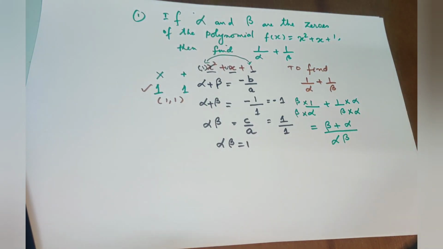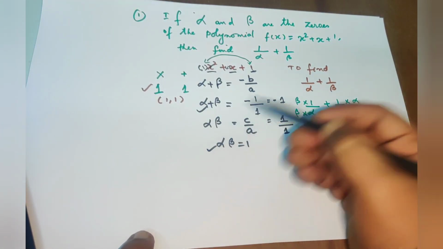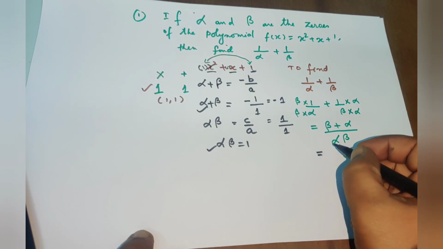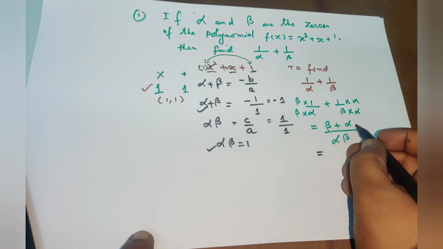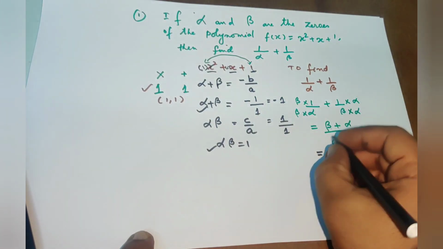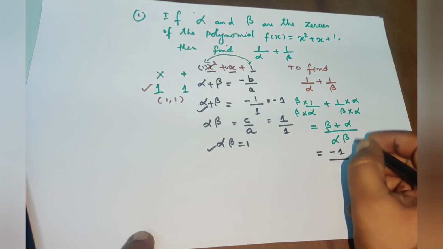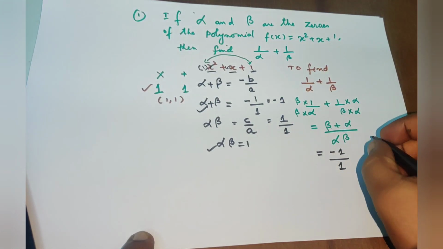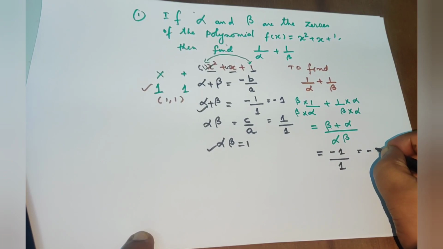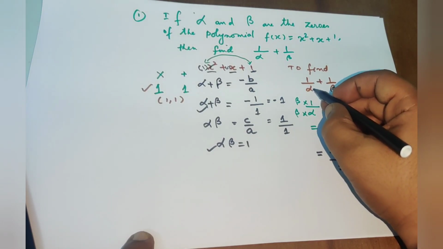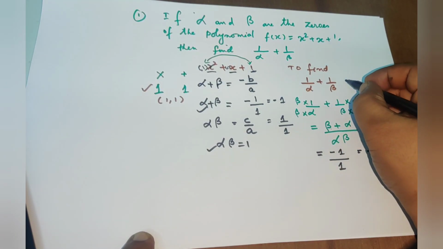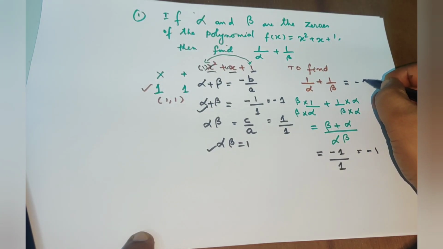Since we have already found alpha plus beta and alpha beta, we just apply them. Alpha plus beta is minus 1, divided by alpha beta, which is 1. So it is equal to minus 1 by 1, which is minus 1. Therefore 1 by alpha plus 1 by beta is equal to minus 1.